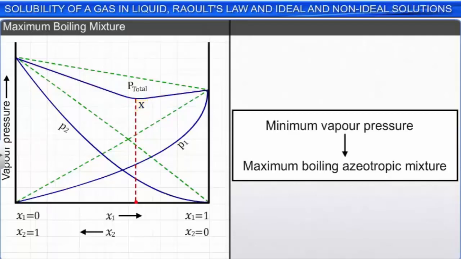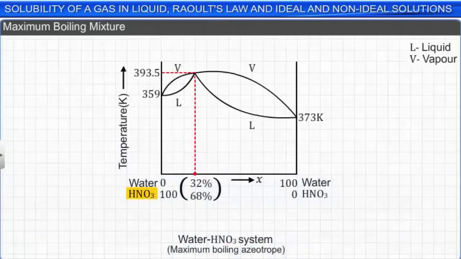As you can see in the diagram, the point X corresponds to the minimum vapor pressure, so this will result in a maximum boiling azeotropic fraction. Nitric acid and water is an example of maximum boiling azeotrope. The azeotropic composition of this mixture at 393.5 Kelvin is 68% HNO3 and 32% water.